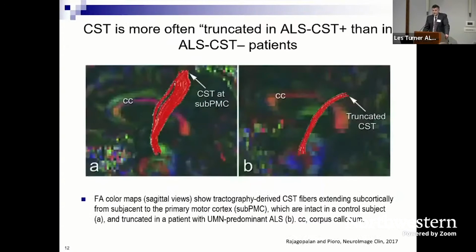We found that the CST is truncated and appears quite thin in upper motor neuron predominant ALS patients, as seen on the right, and is never truncated in control individuals where it appears thicker, as shown on the left. Importantly, we also found CST truncation much more frequently in ALS CST plus patients than in ALS CST minus patients.